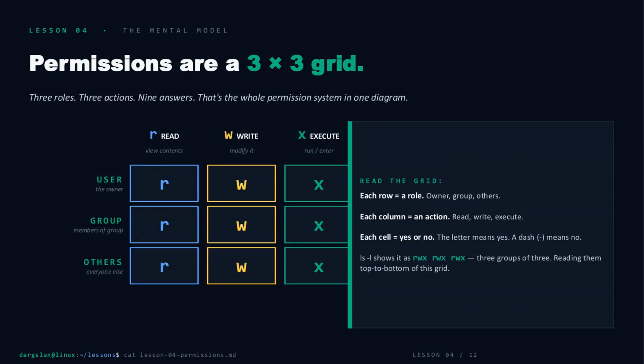And here's that grid. Down the side, 3 roles, the owner, the group, and everyone else. Across the top, 3 actions, read, write, and execute. Where a row meets a column, you get one simple yes or no answer. Can this role do this thing? That's it. 9 little questions, 9 little answers, and the whole permission system fits inside this one picture.